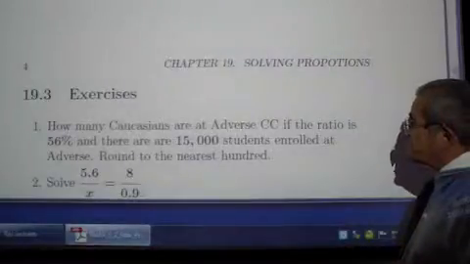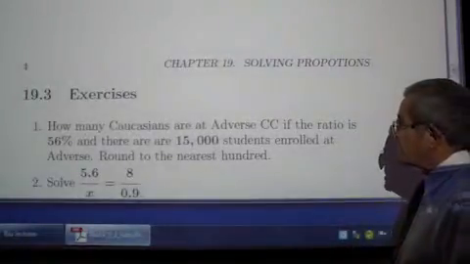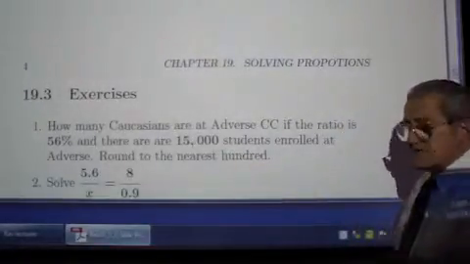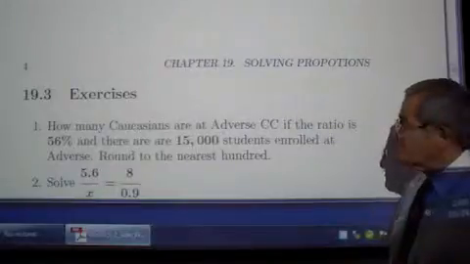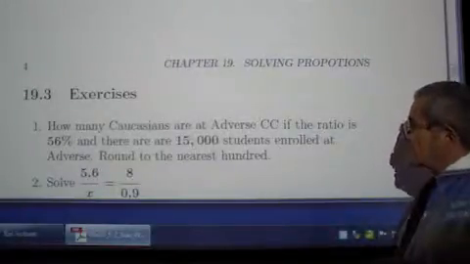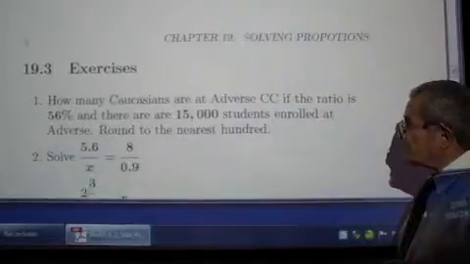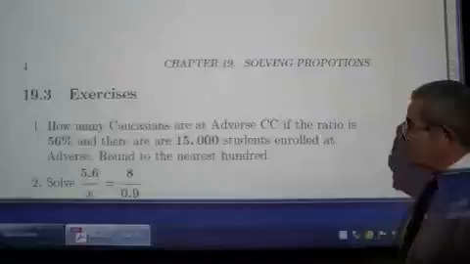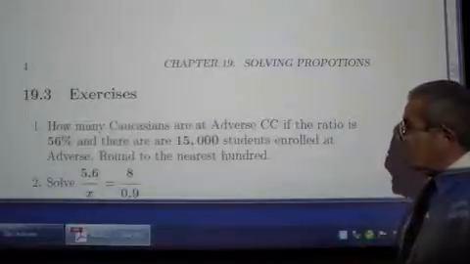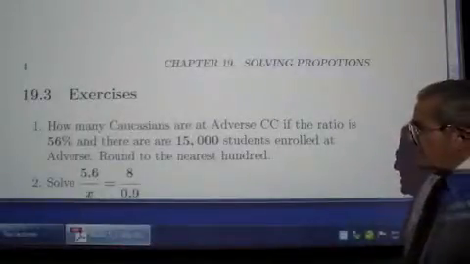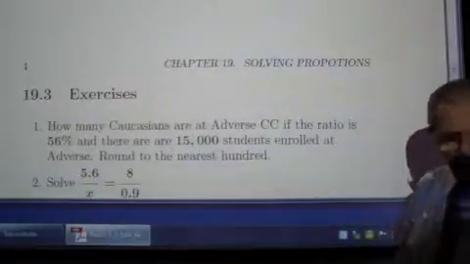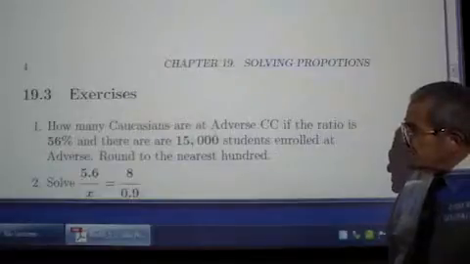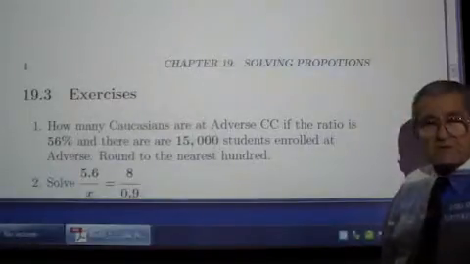Can you get an estimate? A little bit more than half of this. Okay? So you should come out with something like 8,000 or so. Then you wanted to solve 5.6 divided by x, which is equal to 8 over 0.9. Will there ever be a case in which you don't get a solution? I guess if x were to come out to be 0, you would be in trouble.